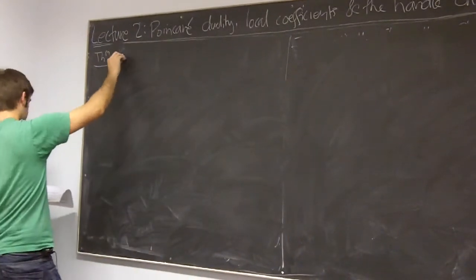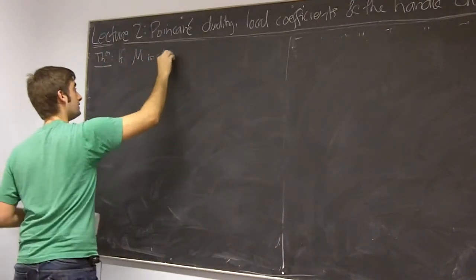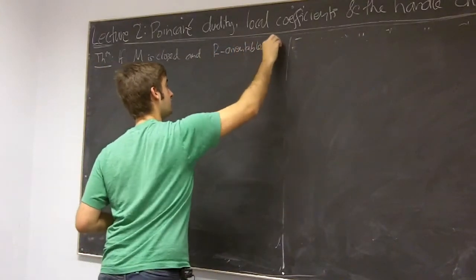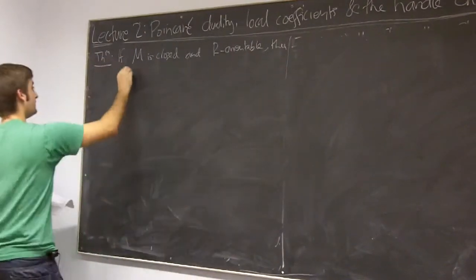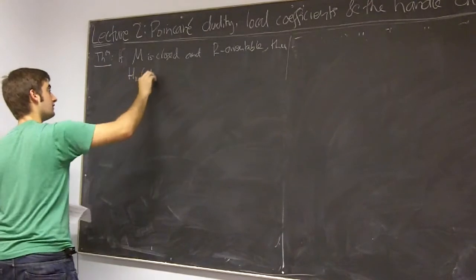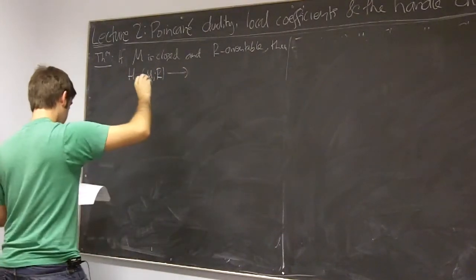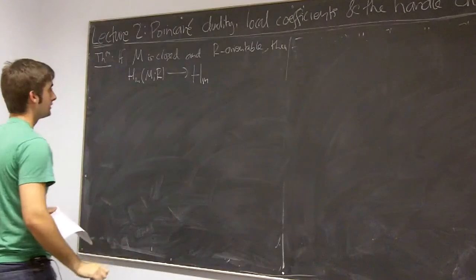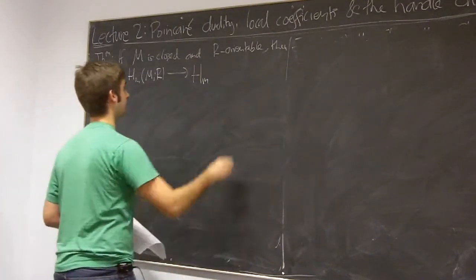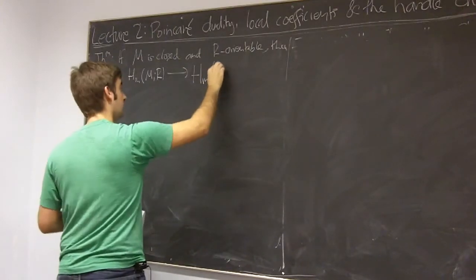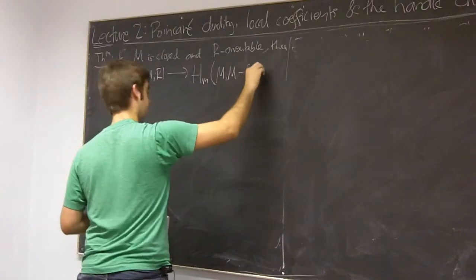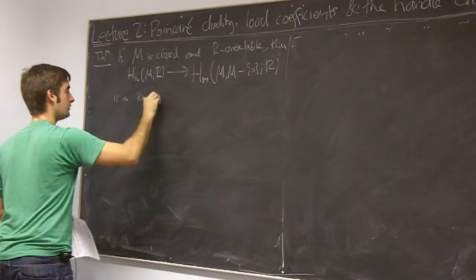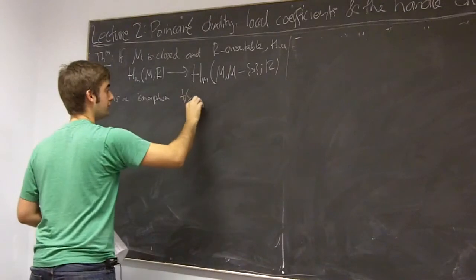Okay, so if M is closed and R orientable, then the map from homology of M in the top dimension to all these local homology groups is an isomorphism for all points in M.